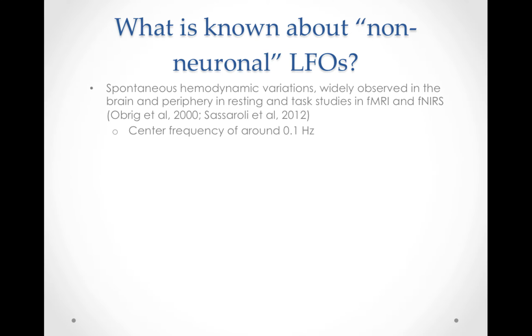So what are these ominous non-neuronal LFOs I'm talking about? We know they are spontaneous hemodynamic variations. We know they're highly prominent in functional measurements of both fMRI as well as functional near-infrared spectroscopy, which I will get to later. And they are centered around 0.1 Hz. However, that's pretty much all the information we have. There are various names for these non-neuronal LFOs, and even the specific frequency range varies somewhere between 0.01 and 0.2 Hz depending on which paper you look at. There's also not much known about their origins or functions.